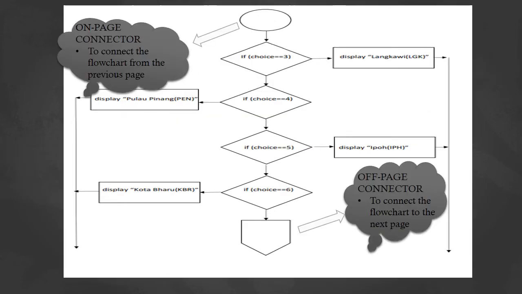Next is the on-page connector symbol. Its function is to connect the flowchart from the previous page. This program has quite long coding, so the flowchart cannot fit in just one page, so we use this symbol to connect our flowchart. The next one is the off-page connector symbol. Its function is to connect the flowchart to the next page, similar to the on-page connector symbol, where it helps us connect the flowchart of this program.